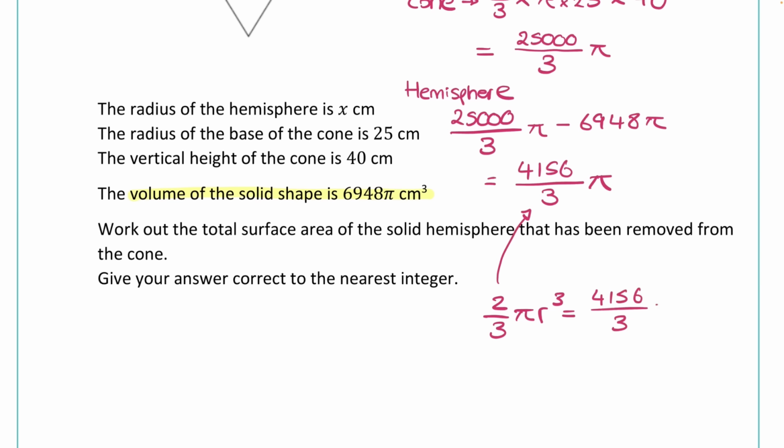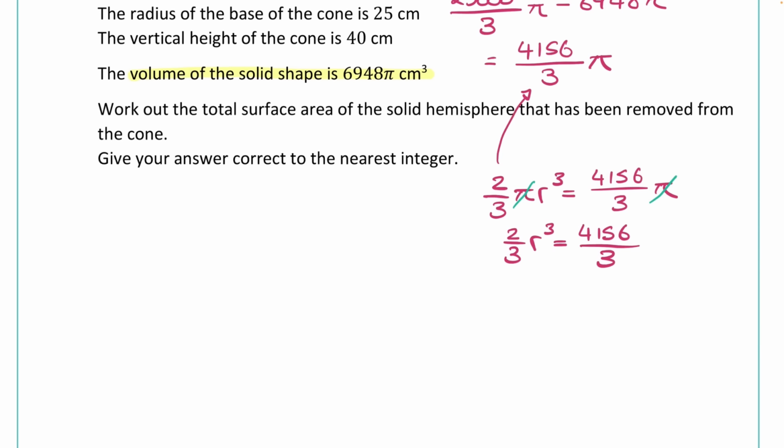4156 over 3 pi. Now the easiest thing to do, first step here, is to first divide both sides by pi, as that gets rid of that pi symbol. And then we are just left with 2/3 r cubed, which is equal to 4156 over 3. Now we're doing this on a calculator, so we can quite easily divide both sides by 2/3. There are other mini steps that you could do in between to make this look a little nicer, but nice and easy on the calculator to just divide by 2/3.